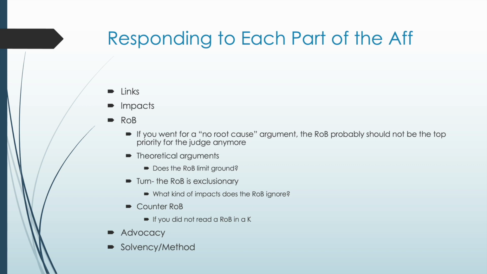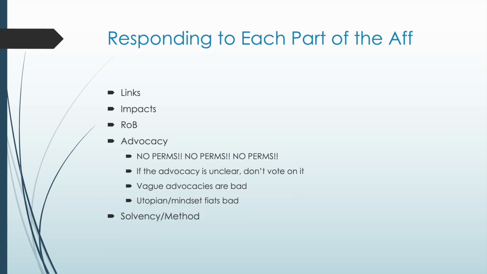You can also turn the role of the ballot as exclusionary. What kind of impacts does the role of the ballot ignore, and why is it a bad thing to ignore those impacts? And as always with framework debate, you should provide a counter framework, a counter role of the ballot. If you did not read a role of the ballot in the K, you can just make a counter role of the ballot on the line by line of the aff proper. But I always think that having a carded role of the ballot in something like a K is a little bit more persuasive.